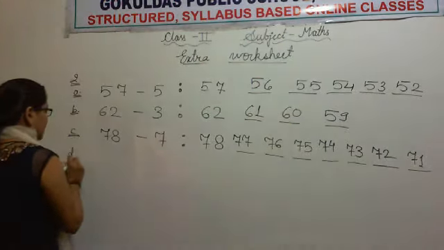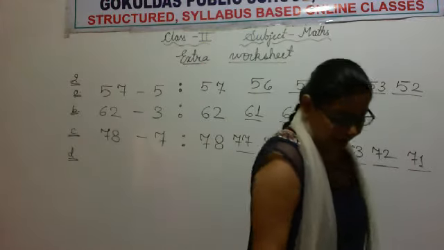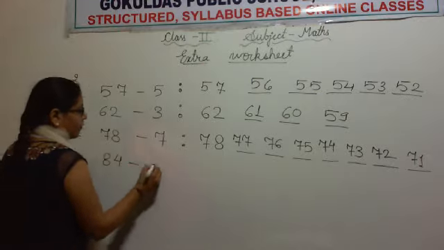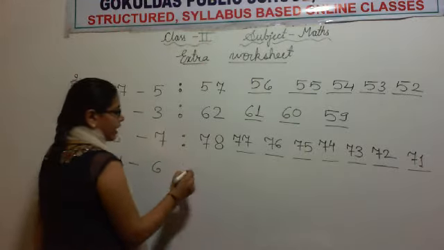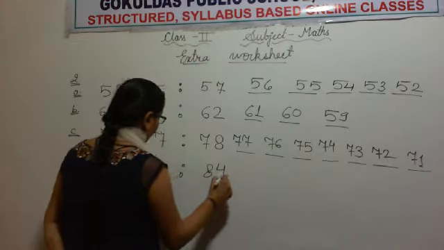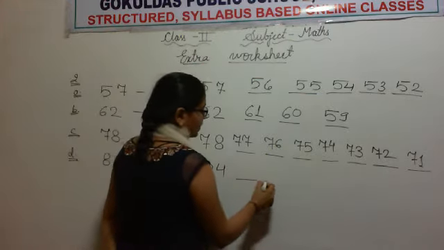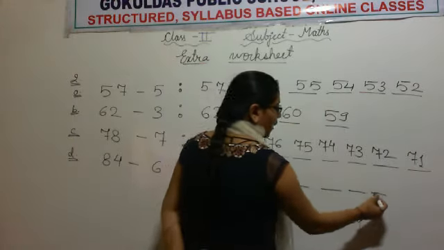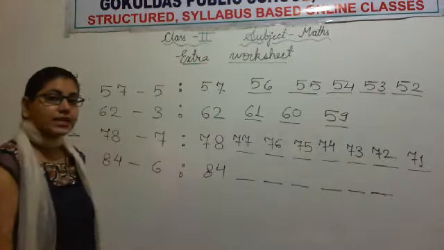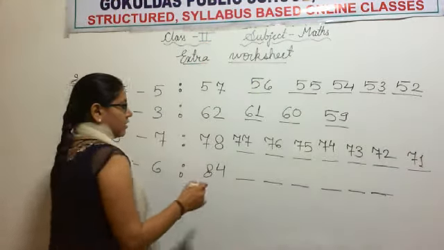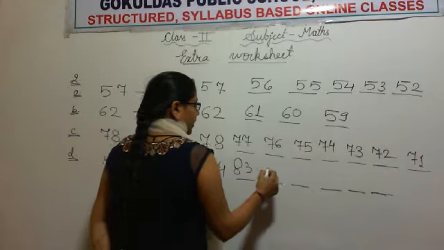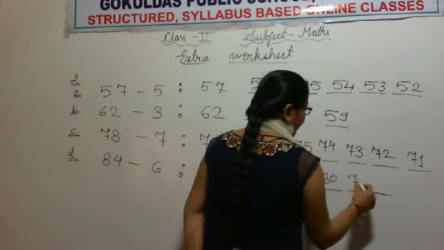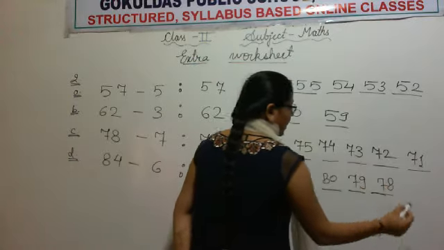Now moving towards the next part, part D. 84 minus 6. See, the number 84 is given. So let's start from the 84. Minus 6 is there. So let's make 6 blank places. 1, 2, 3, 4, 5 and 6. Now let's count backward. 83, 82, 81, 80, 79 and 78.